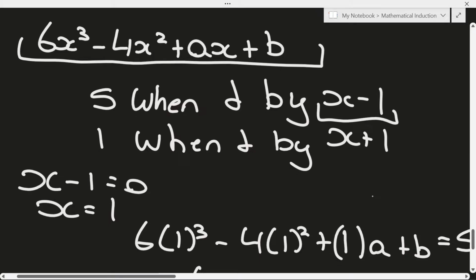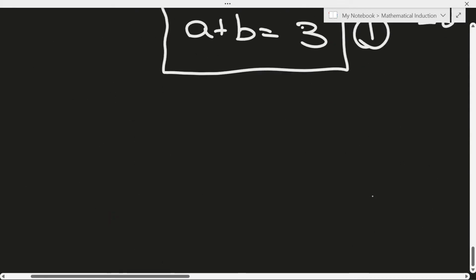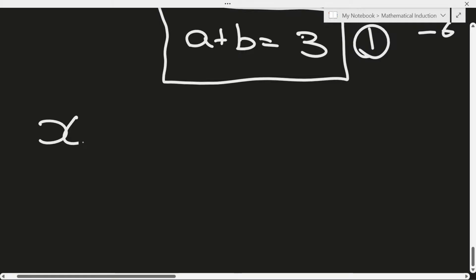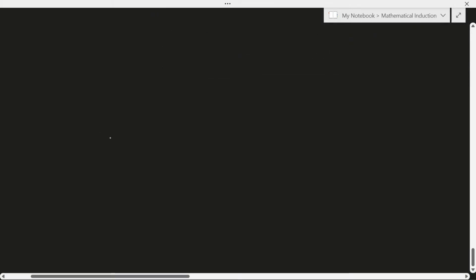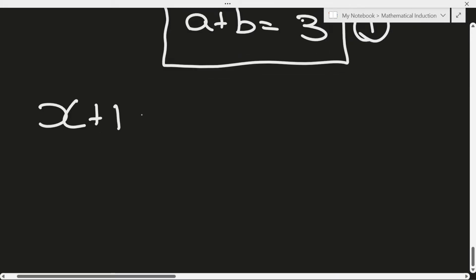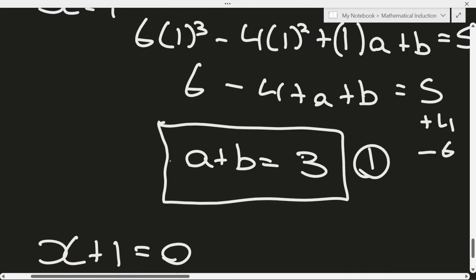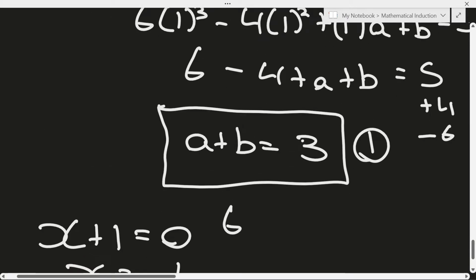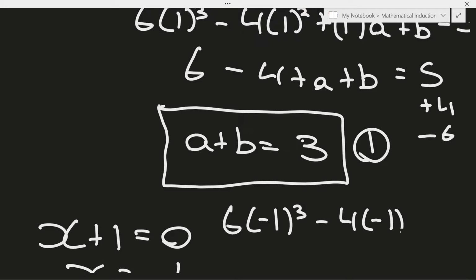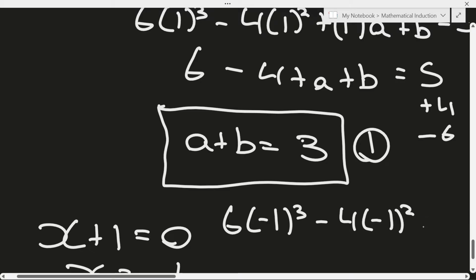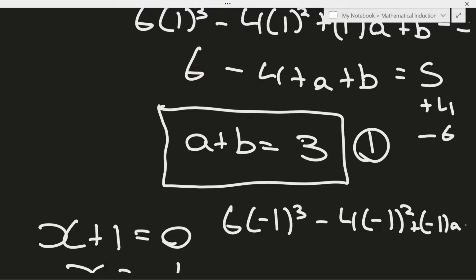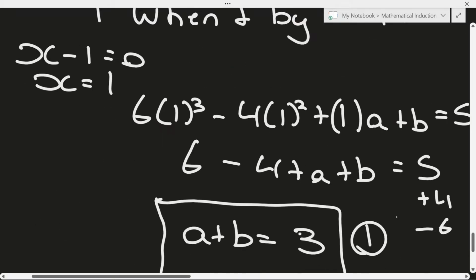Next, it says it leaves a remainder of 1 when divided by x plus 1. So when divided by x plus 1, it leaves a remainder of 1. So we set x plus 1 equal to 0. Therefore, x is equal to minus 1. And now we'll substitute minus 1 in. So we'll have 6 times minus 1 cubed minus 4 times minus 1 squared plus minus 1a plus b. Ooh, my apologies.